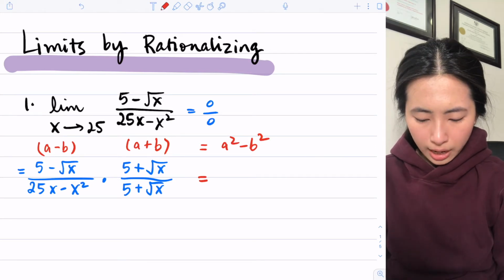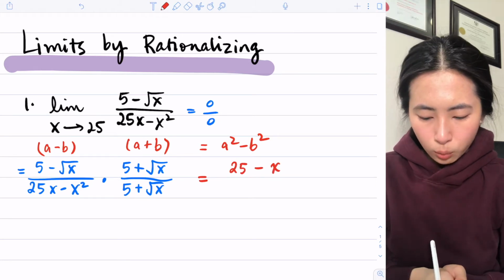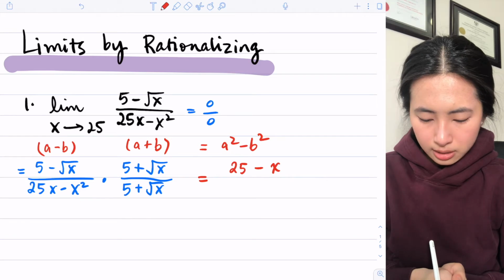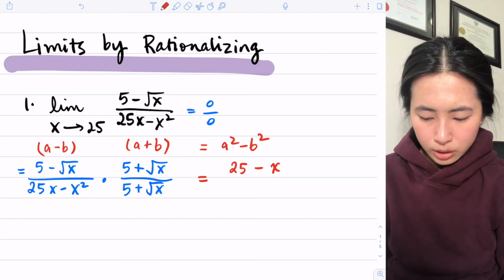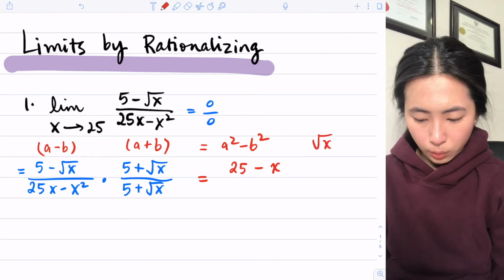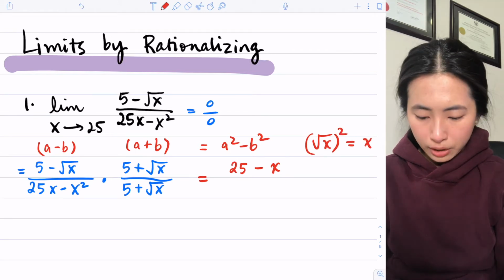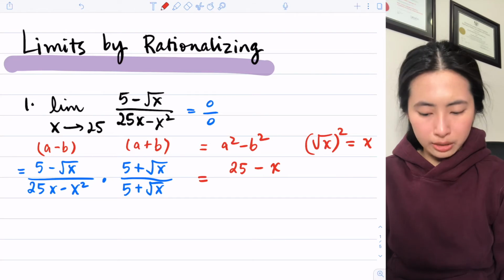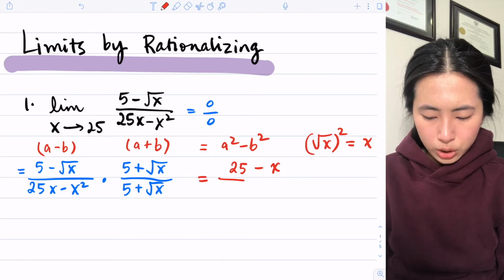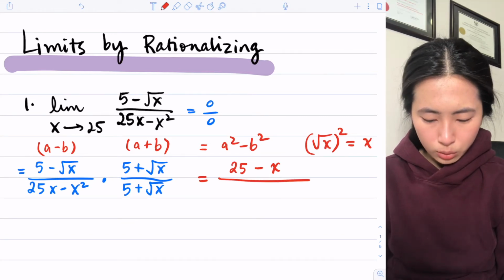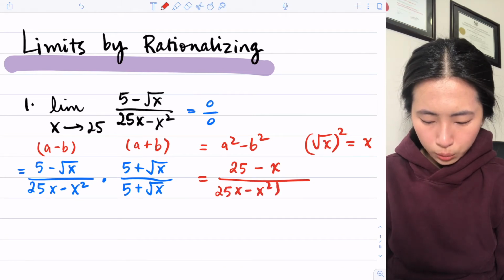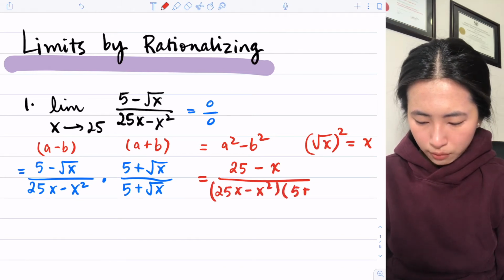So in this case, you would have 25 minus x. And the only reason why our b squared is x is because our b is square root of x, and when you square that, you do get x. Okay, great. So we were able to figure out our numerator, which is 25 minus x. And if we were to consider our denominator, we do have to multiply 25x minus x squared to 5 plus square root of x.